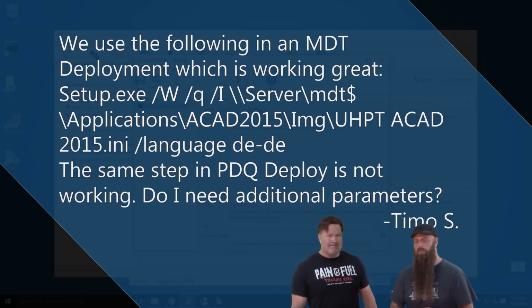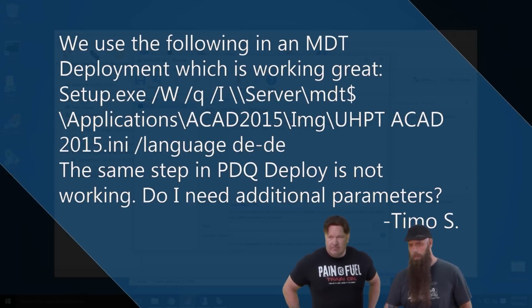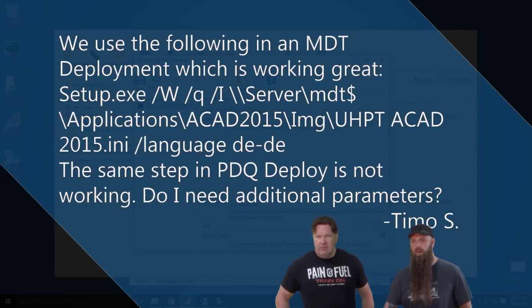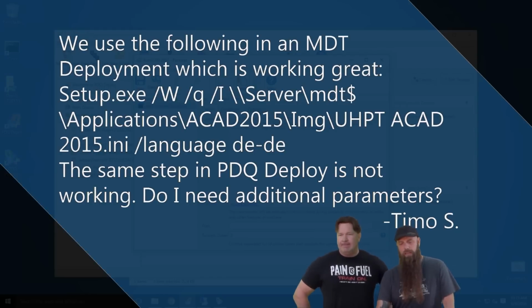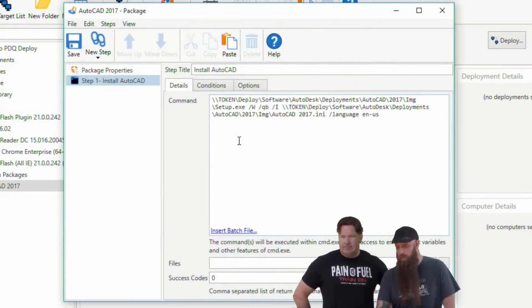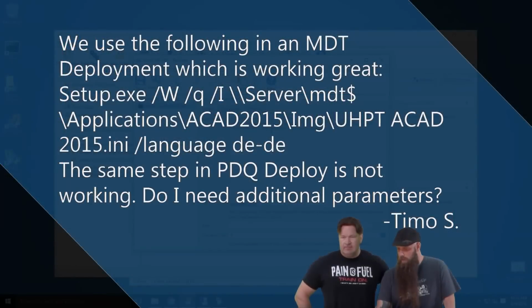If you run as local system, it looks like there's a space in the path. UHPT space ACAD. Is that? No, that's after the /I. Yeah, so we've got the same thing here, and you're going to see that it works. Try doing a /QB, Timo, and see if that works for you, buddy.